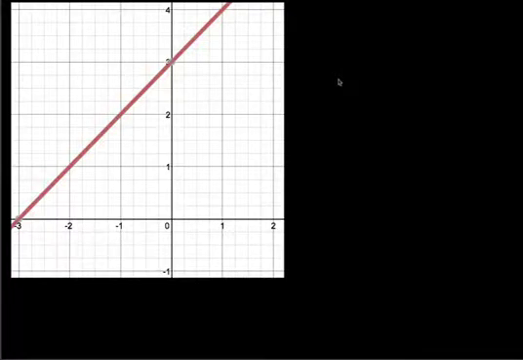Okay, so we are going to look at creating an equation from a line today. We're going to try and find the slope, we're going to try and find the y-intercept, and we're also going to try and decide if this line is showing us proportionate data.